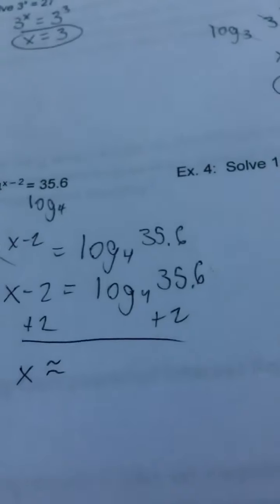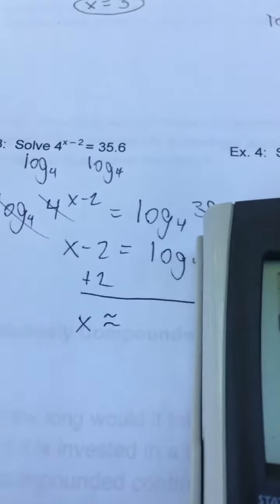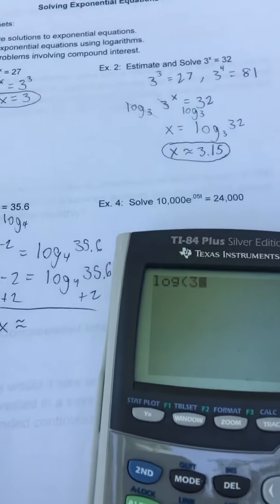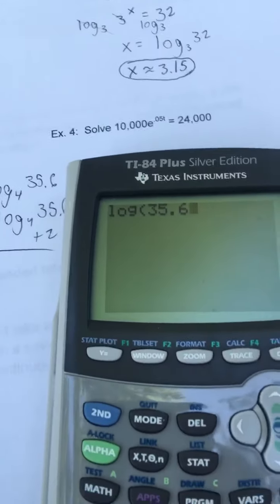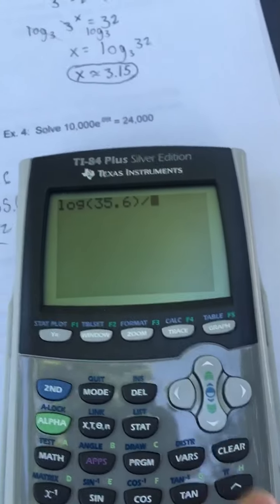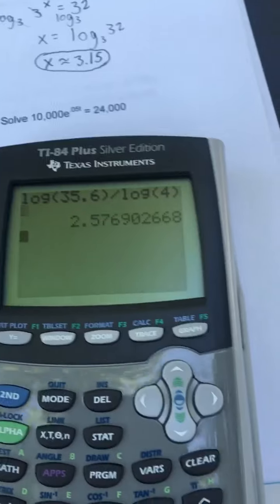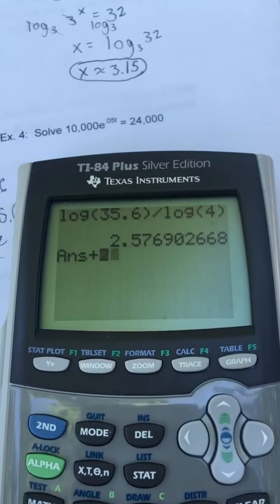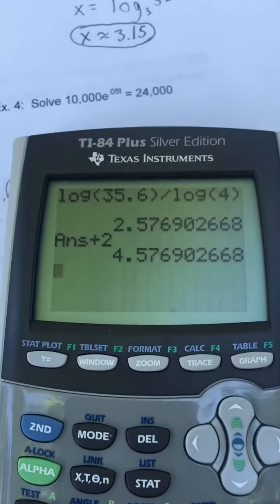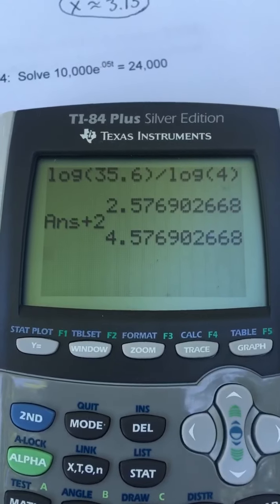All right, so x is going to be equal to approximately, now I'm going to type this in. Let's figure this out. I'm going to type log of 35.6, close that parentheses, divided by log of the base, so log of 4, and then I need to add 2 onto that answer. So my answer is going to be about 4.58.